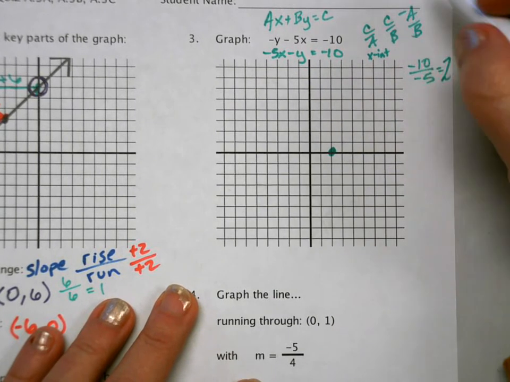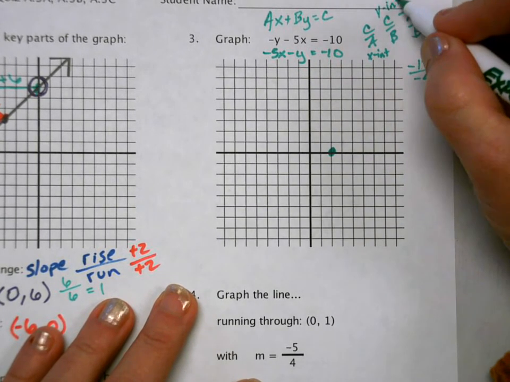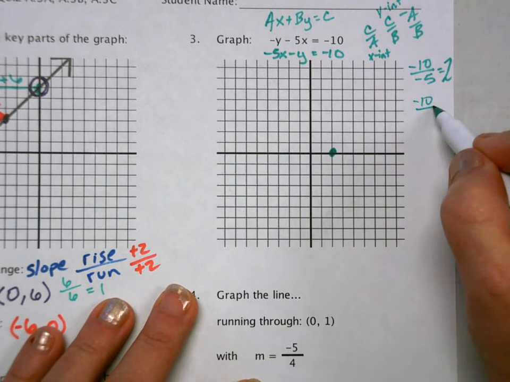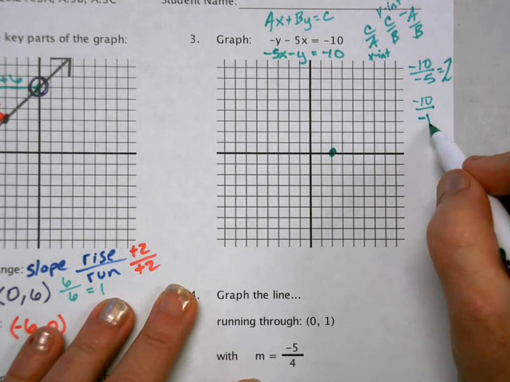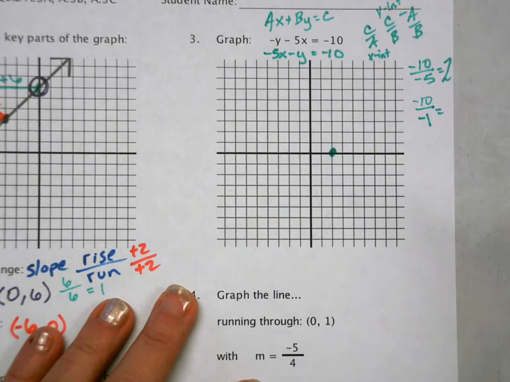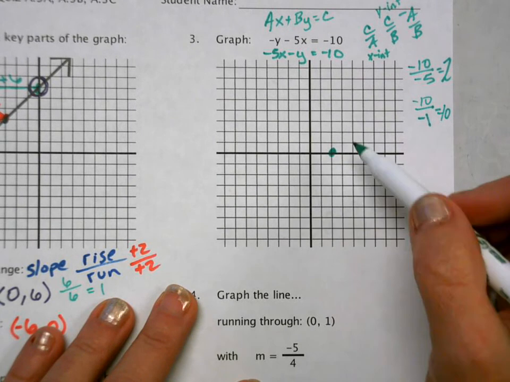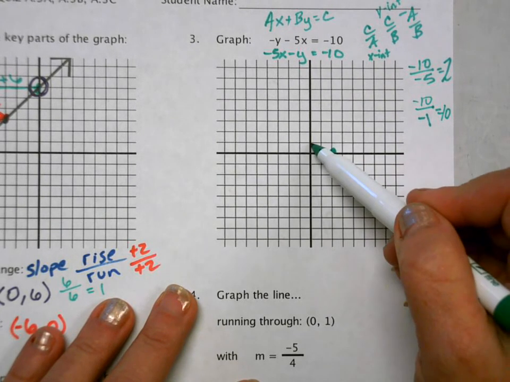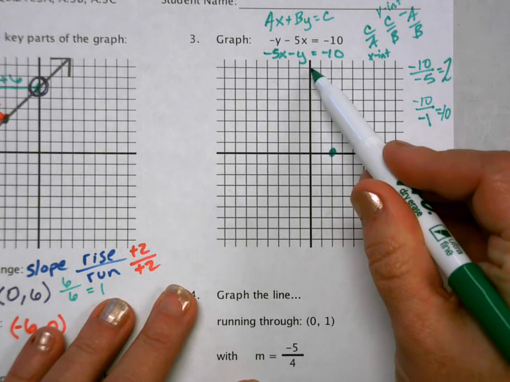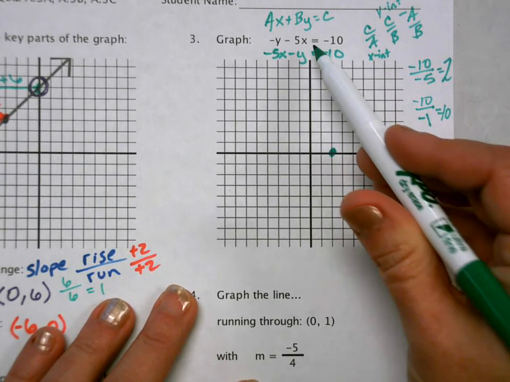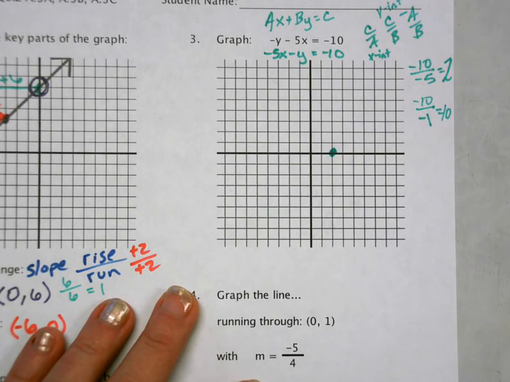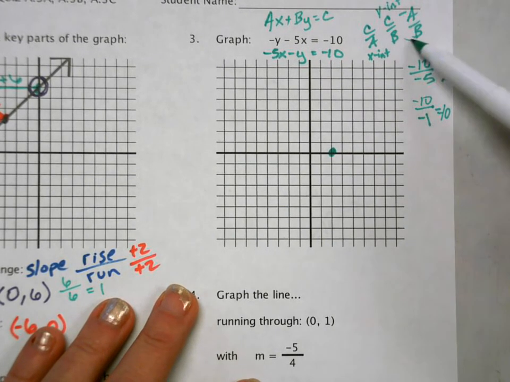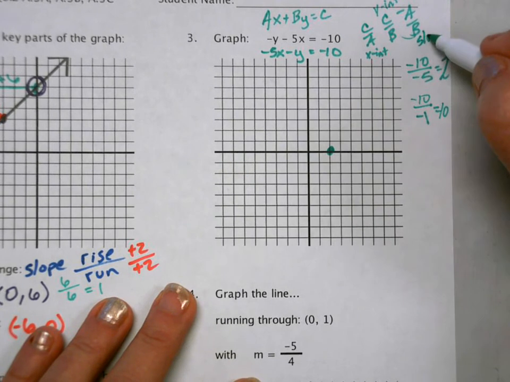And then this one right here, the second one, is the y-intercept. So if I take negative 10 and divide it by negative 1, does that give me a whole number? Yeah. What do I get? 10. So my y-intercept is 10. 1, 2, 3, 4, 5, 6, 7, 8, 9. That's off my graph though. So am I going to be able to use that as my second coordinate? No. So I'm going to have to revert and go to my slope now.